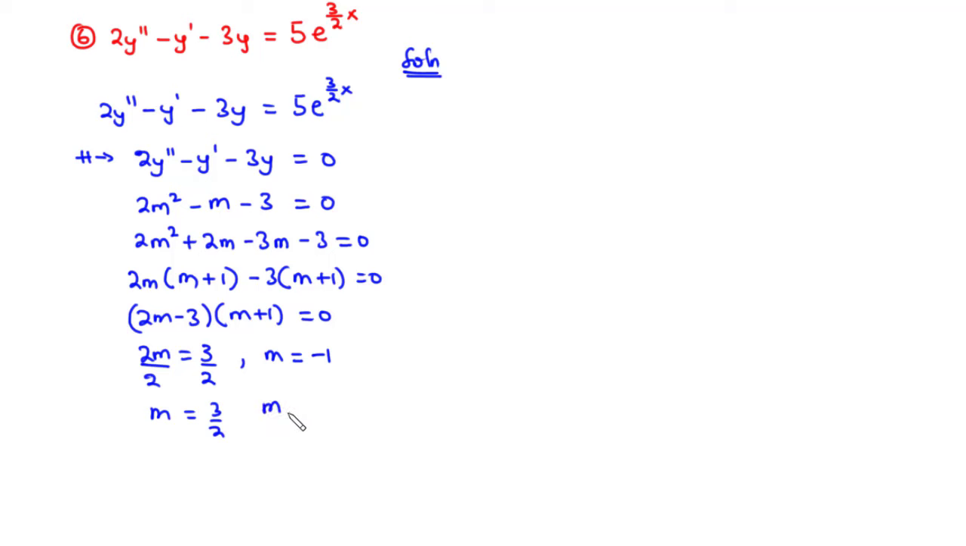So let's say we call this m1 and then we call this m2. Now since we have two real and unequal roots, then we have the general solution to the homogeneous differential equation to be c1 e to the power 3 over 2x plus c2 e to the power negative x. So this is the general solution to the homogeneous differential equation, that is the complementary function. Now the next thing we are going to do is to find the particular integral.